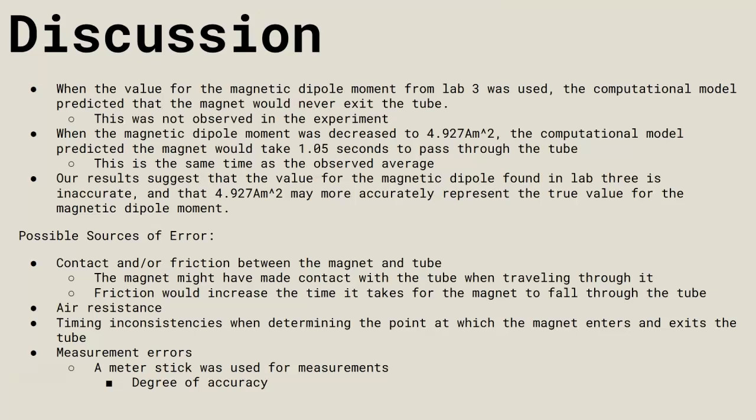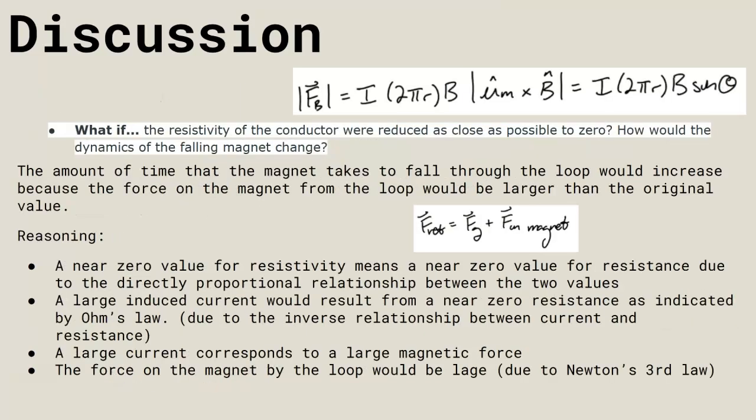Possible sources of error include contact and/or friction, air resistance, timing inconsistencies when determining the point at which the magnet enters and exits, as well as measurement errors.